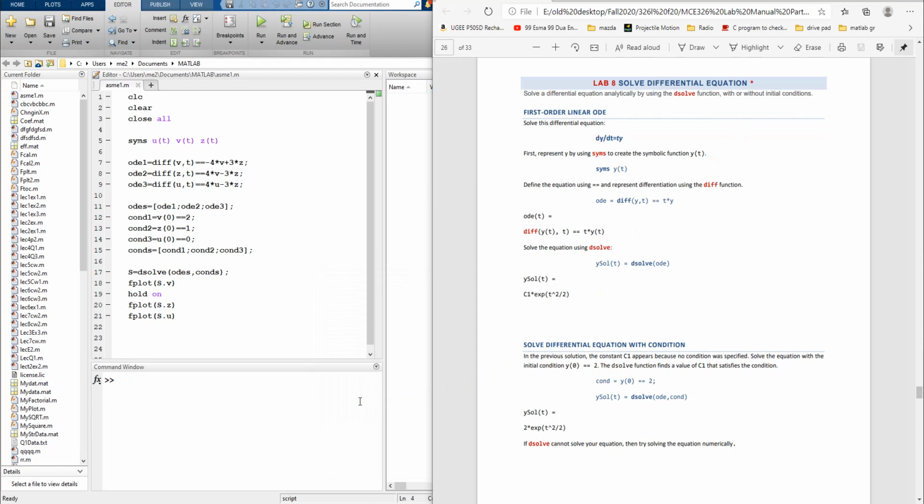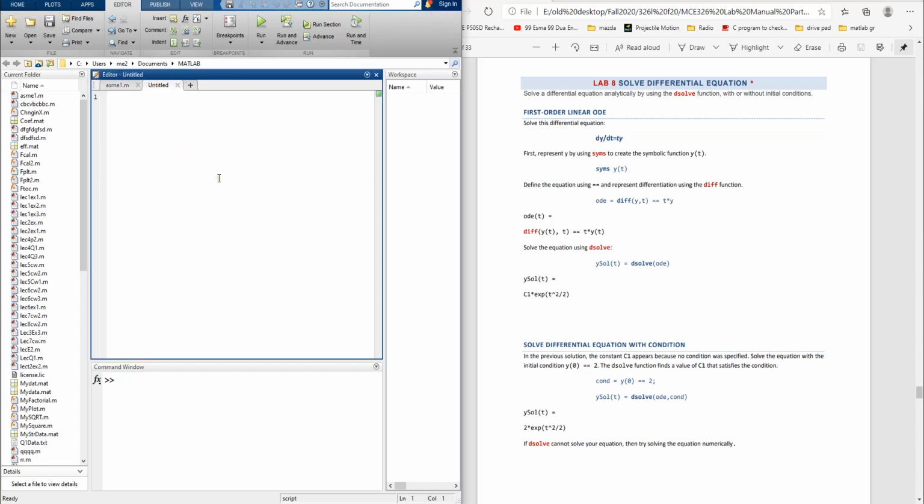Today we will solve differential equations using the dsolve function with conditions, initial conditions, or without initial conditions. Actually, let me remind you what the symbolic functions or symbolic equations are. Just to remind you, clc, clear, close all.